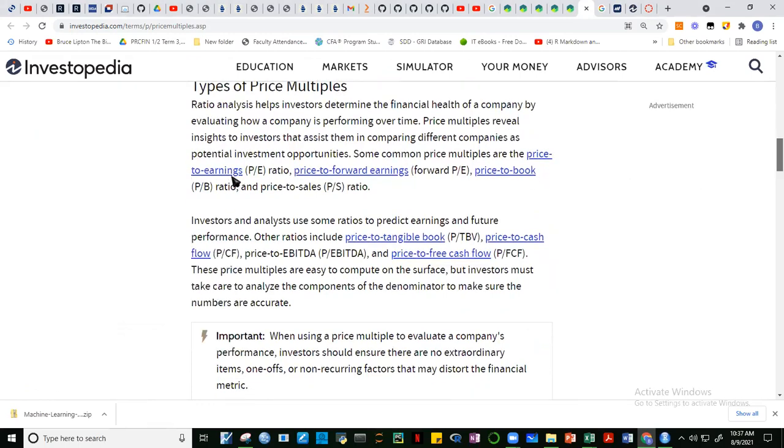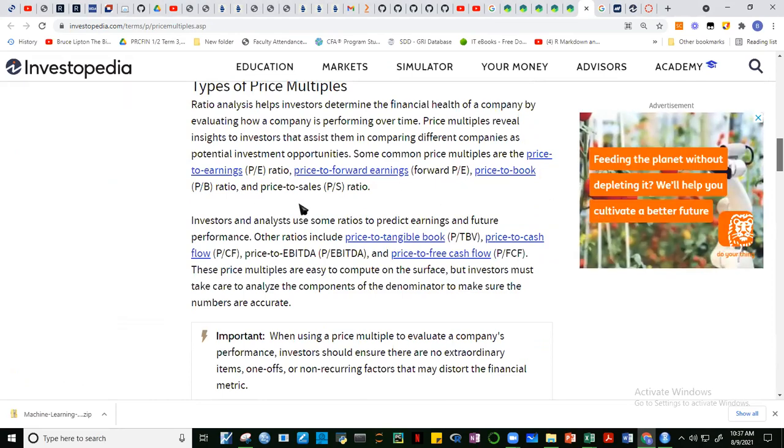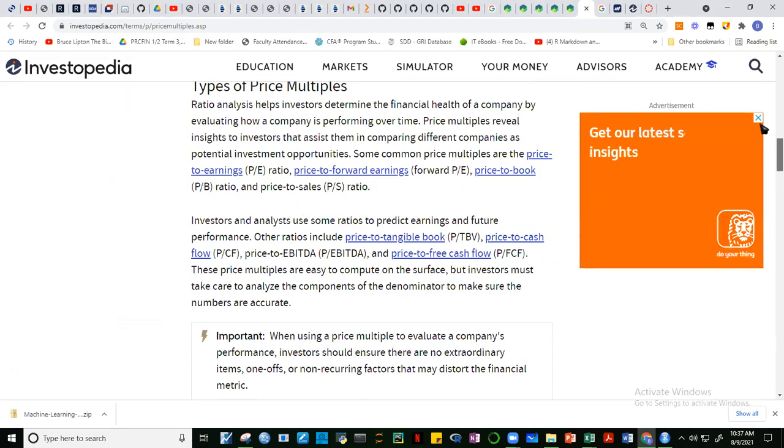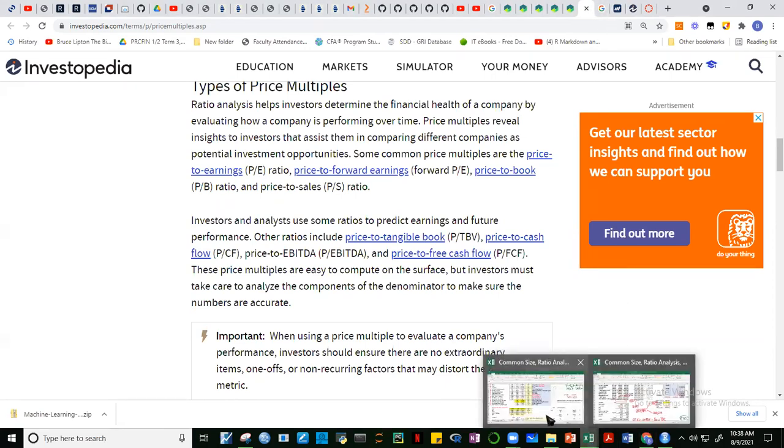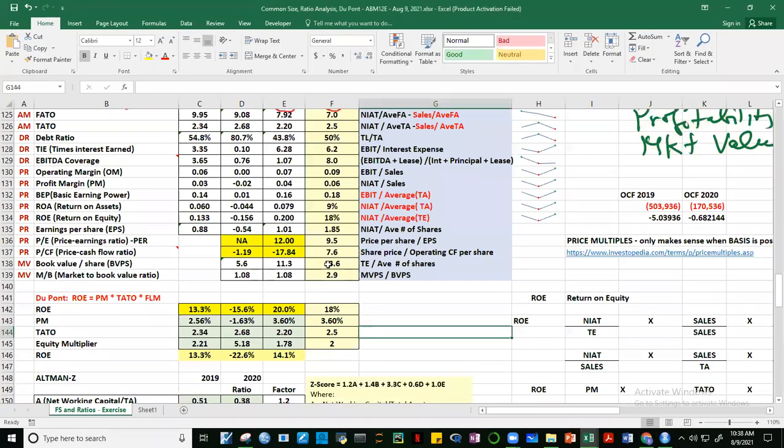Example, price to earnings ratio, price to forward earnings, price to book ratio, price to sales ratio. Different types guys. Pero sa atin, dalawa lang tinitingnan natin. Ang tawag dyan, price multiple. Bakit price multiple? Kasi tinitingnan natin yung price ng stock relative to a certain measure. Okay, for example, ito, PER. Ano yung PER, guys? This is one of the most popular price multiples.